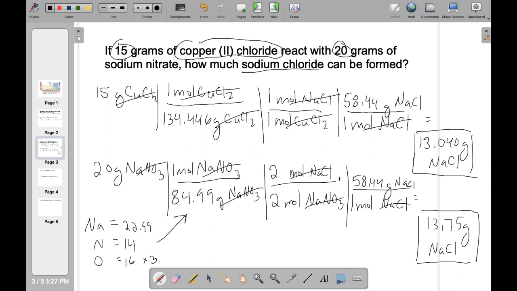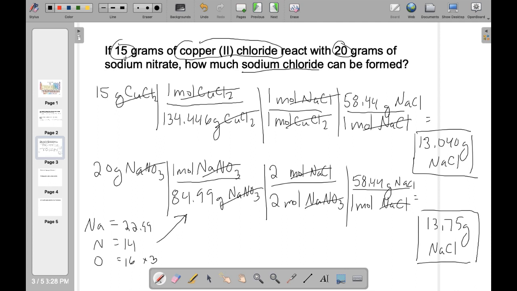Okay, now let's look back at this. If I had 15 grams of copper chloride, I'll make 13 grams of salt. If I have 20 grams of sodium nitrate, I will make 13.75 grams of salt. So what this means is copper chloride is my limiting reagent. I can only make this much salt. It doesn't matter if I have 20 grams of this.